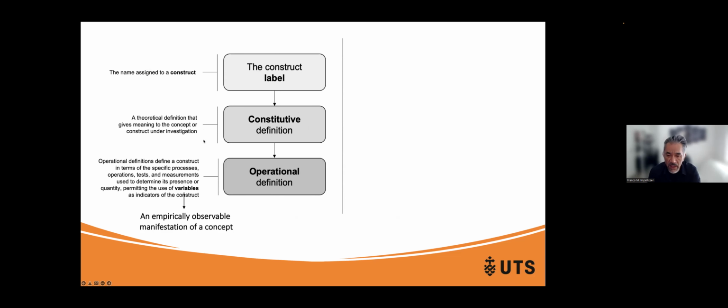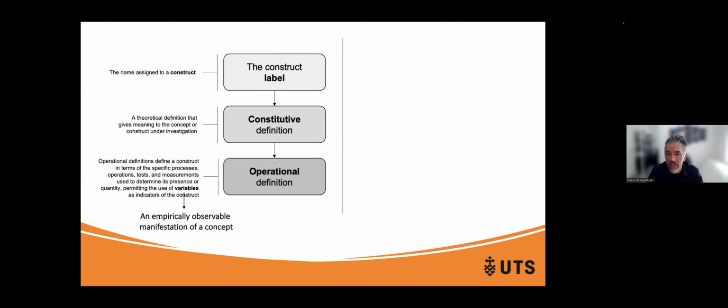So this is the name of the construct. This is how I define this construct. But after that, once I define the construct, I also need in science, and especially I also need to measure this construct. How do we measure this concept or construct? And so I have to provide operational definition.